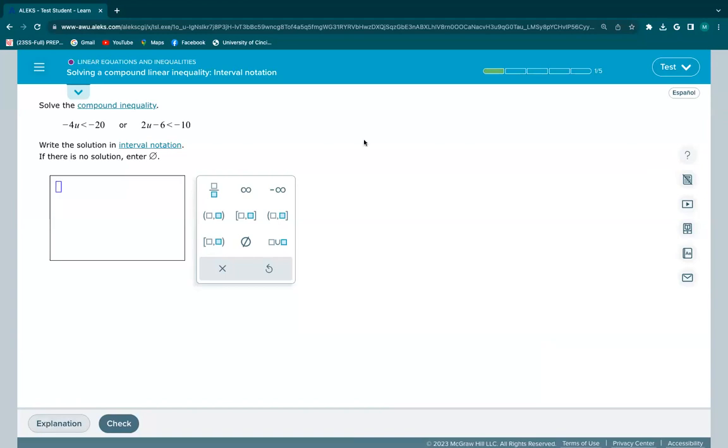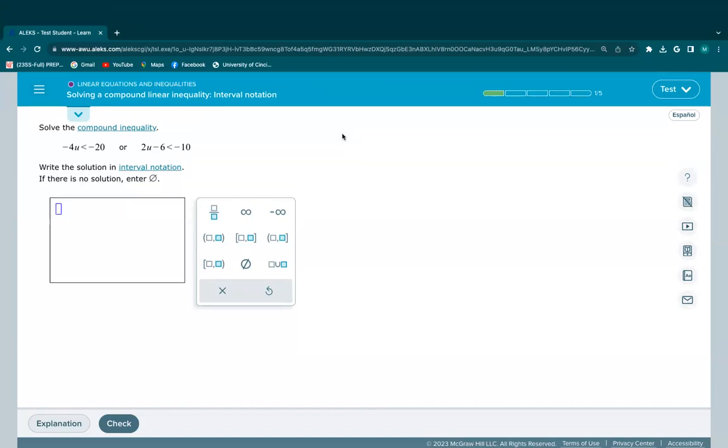And it's another OR problem. So this time my pen's inequalities actually look pretty good. So we're going to do negative 4u is less than negative 20. Now, if it helps, change the color of the inequality. And then the other one is 2u minus 6 is less than negative 10.